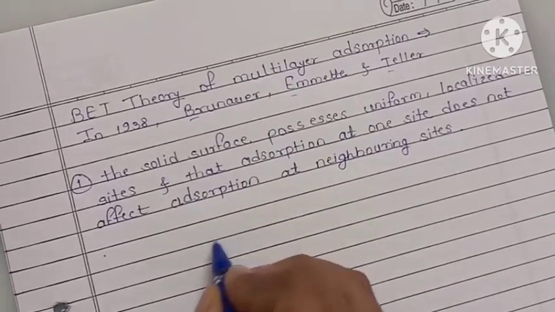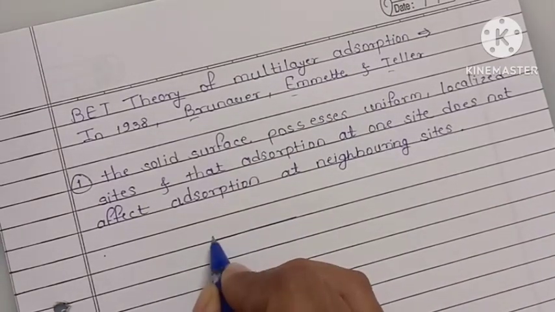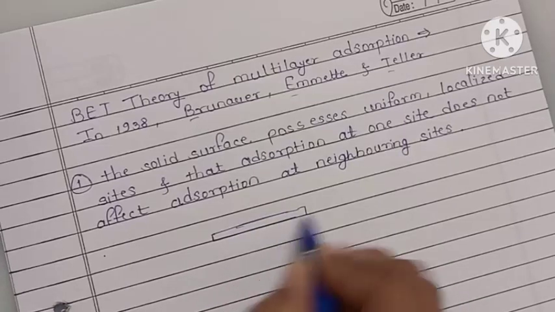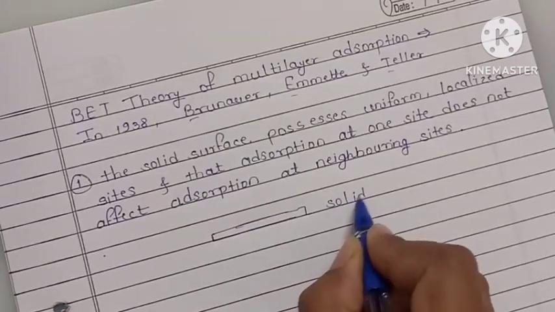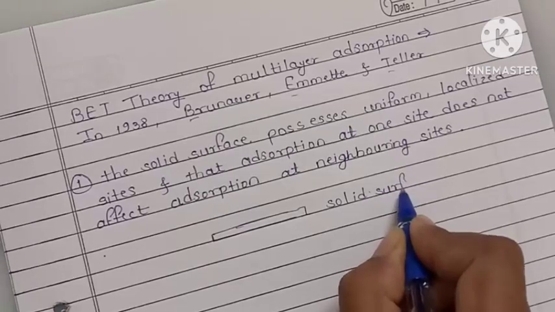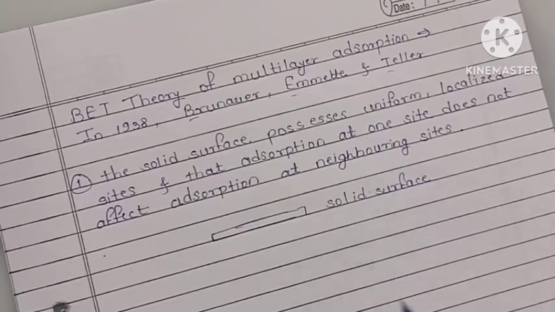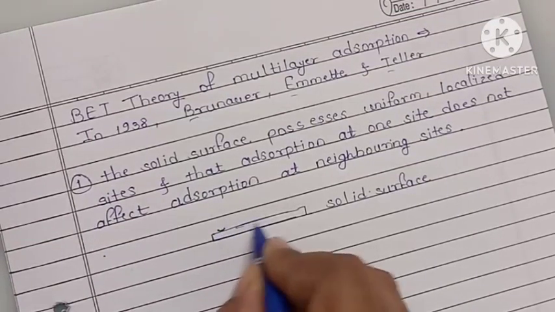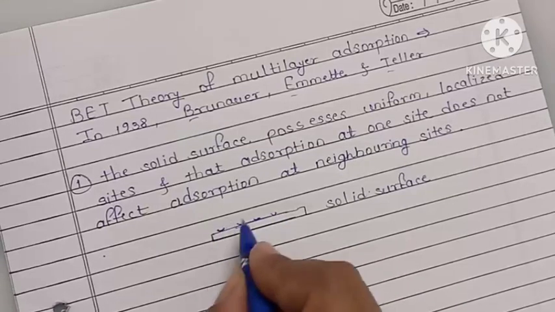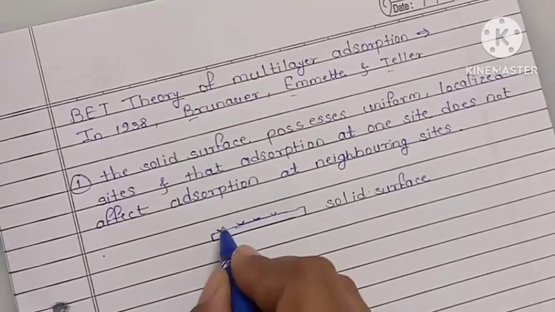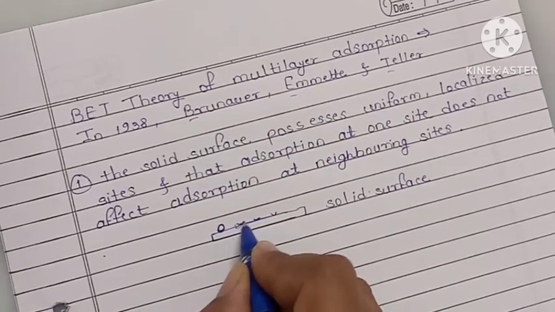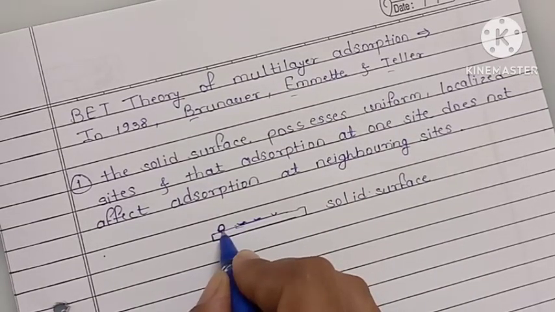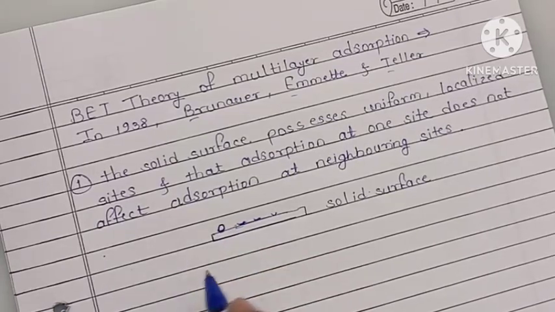For example, consider this is the solid surface. Now there are some sites of adsorption. Consider these are the sites of adsorption. So if the gaseous molecules are adsorbed on this surface, then these sites should not be affected by this adsorption. This is the first assumption.